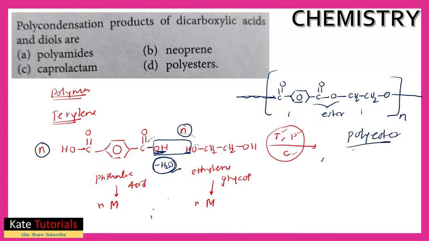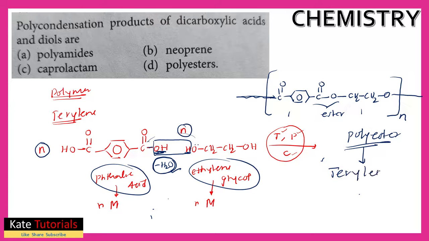Right, polyester. So one example is, if I take phthalic acid and ethylene glycol, I get a polyester. That is what? Terylene. This is used as cloth. Commercial cloths are made up of this Terylene, that is, polyesters.